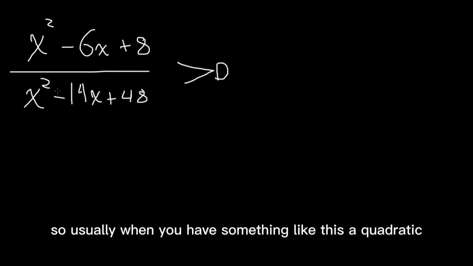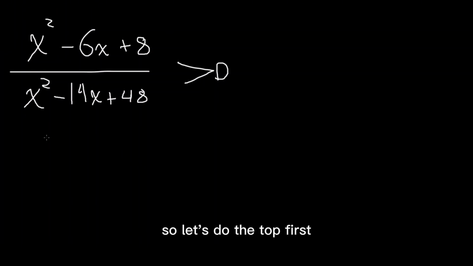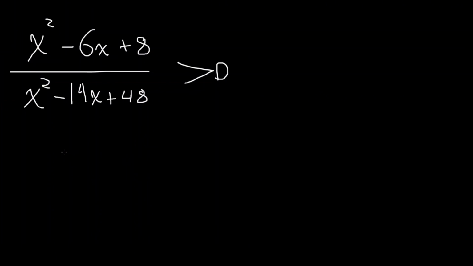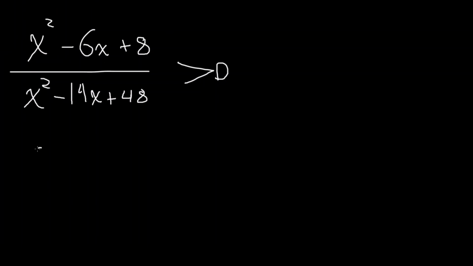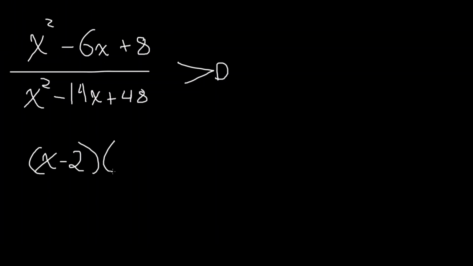So usually when you have something like this, a quadratic, it's best to factor, if possible, both the top and the bottom. So let's do the top first. What are two numbers that multiply to 8, but then add up to negative 6? So the answer is negative 2 and negative 4. So we can just factor that as x minus 2, x minus 4.